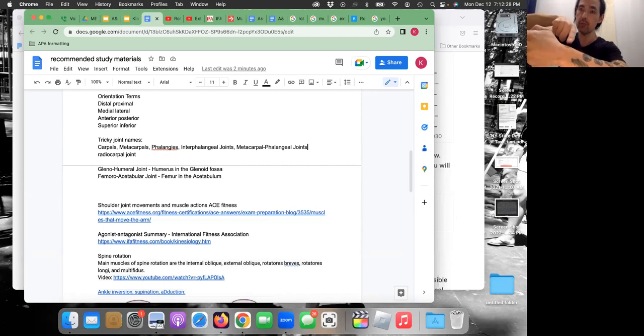Turn your thumb up. Radiocarpal joint. Ulnar carpal joint. Radiohumeral joint. Ulnohumeral joint. Radio-ulnar joint. Glenohumeral joint. Humerus and glenoid fossa. Glenohumeral joint.